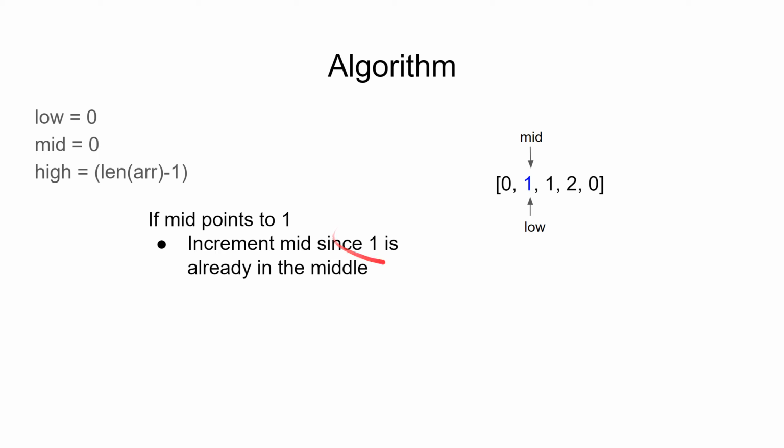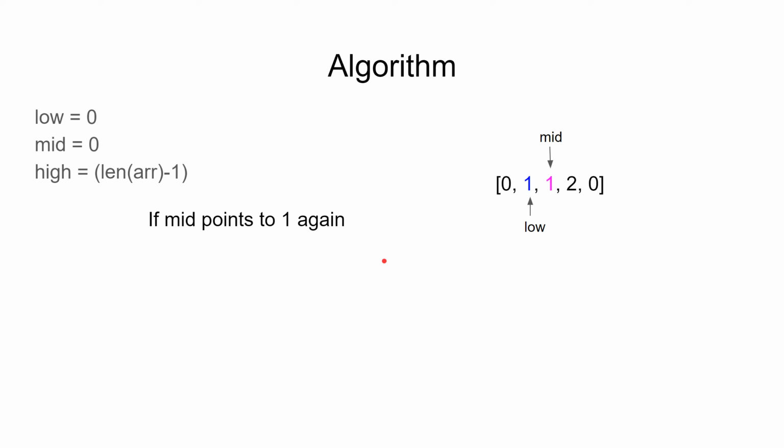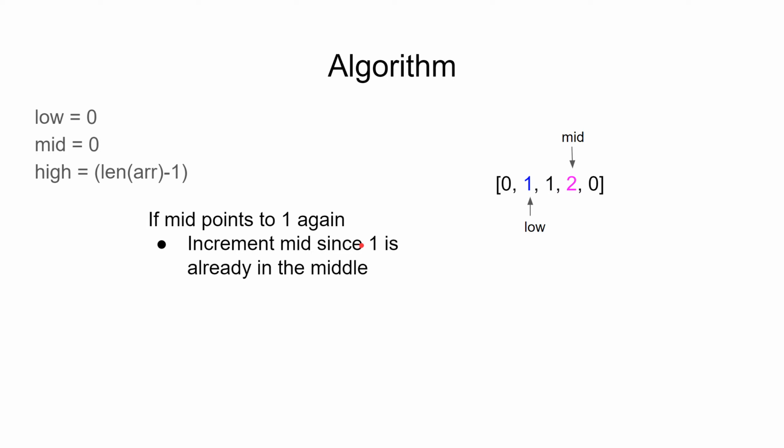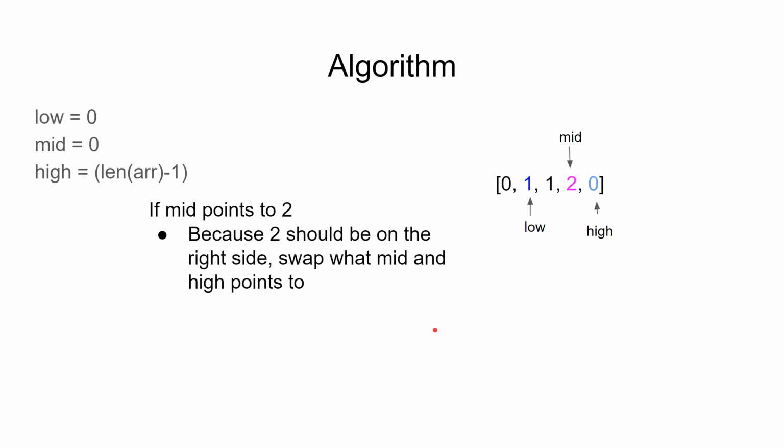If mid points to 1, then you increment mid, since 1 is already in the middle, so it doesn't do any swapping or anything. If mid points to 1 again, it just increments mid again. And if mid points to 2, because 2 should be on the right side, swap what mid and high point to. After swapping, you decrement high.